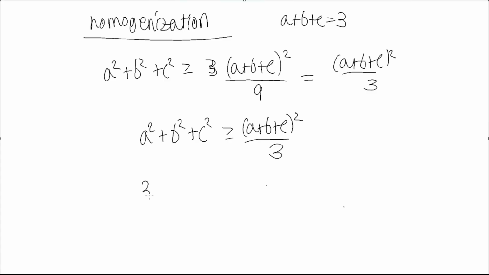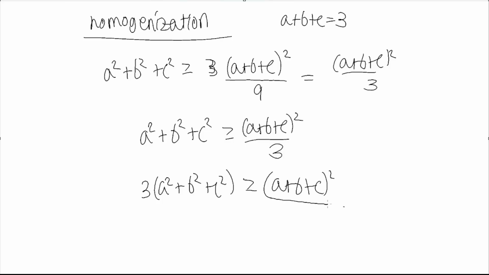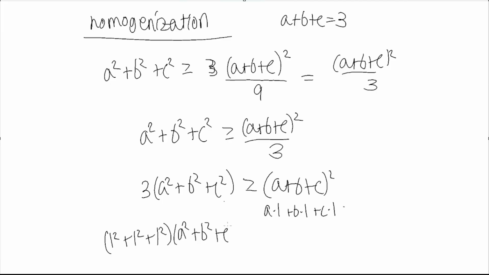And now we can go ahead and turn it into 3(a² + b² + c²) is greater than or equal to (a + b + c)². And this one here looks a lot like Cauchy-Schwarz, and so does this one. So we really want to make this like a times 1 plus b times 1 plus c times 1, because that's like the most natural way to incorporate it. And by Cauchy-Schwarz, we get (1² + 1² + 1²)(a² + b² + c²) is greater than or equal to (a + b + c)². And this one here is actually equal to 3, and this means that we are done.